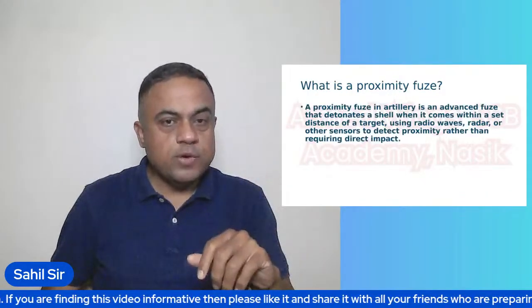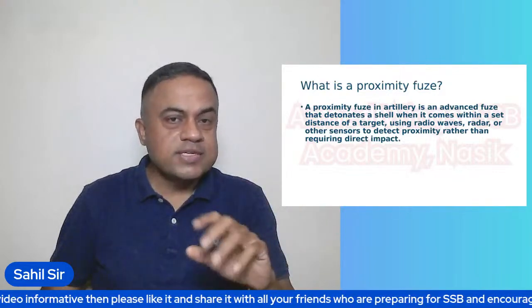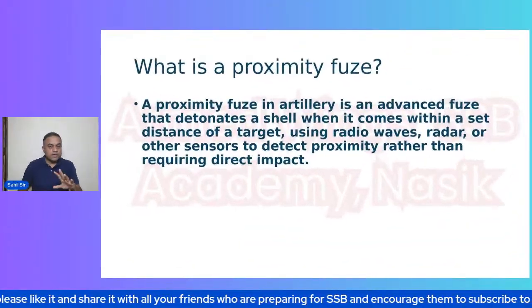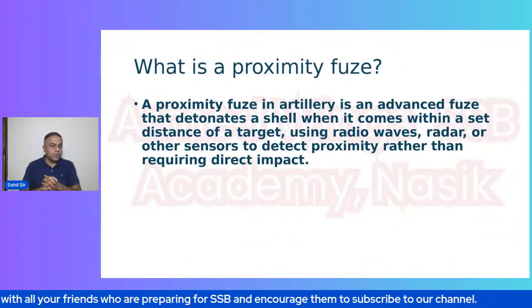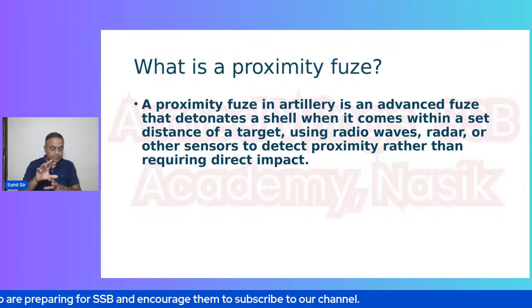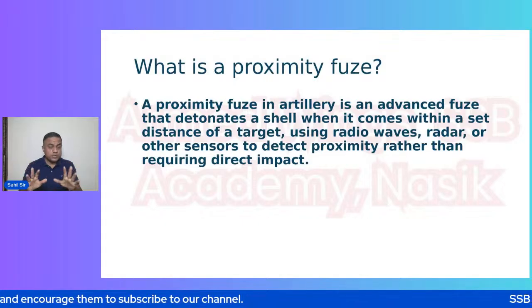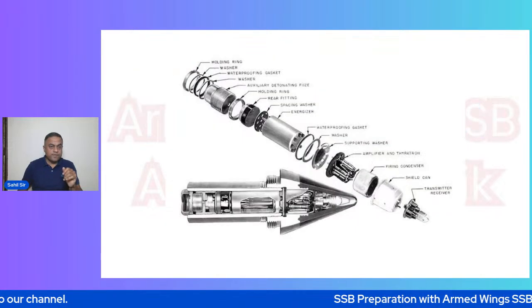A proximity fuse in artillery is an advanced fuse that detonates a shell when it comes within a set distance of a target, using radio waves, radar, or other sensors to detect proximity rather than requiring direct impact. Now I'm showing you all these important points on screen so that if you're really serious about preparing for an interview, you can make notes during your free time.